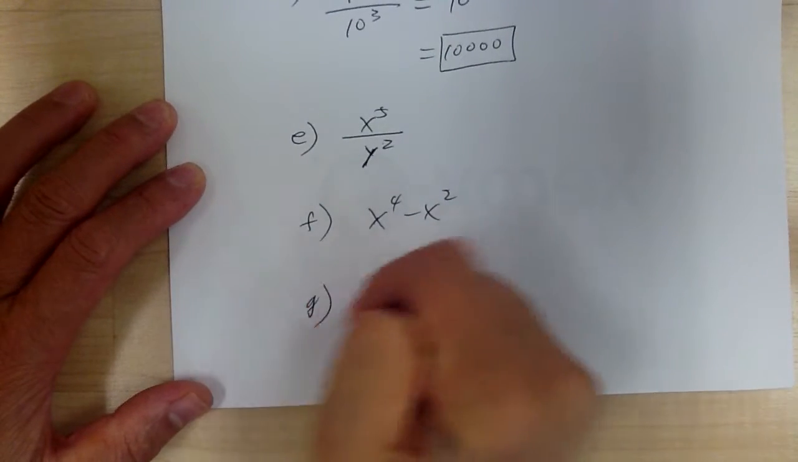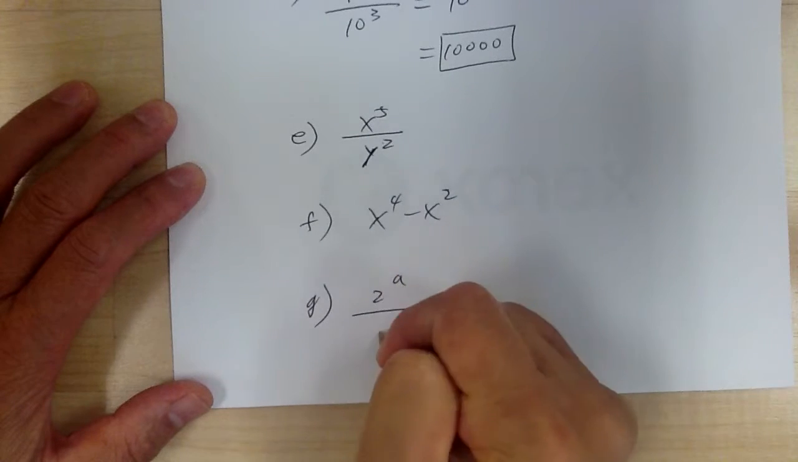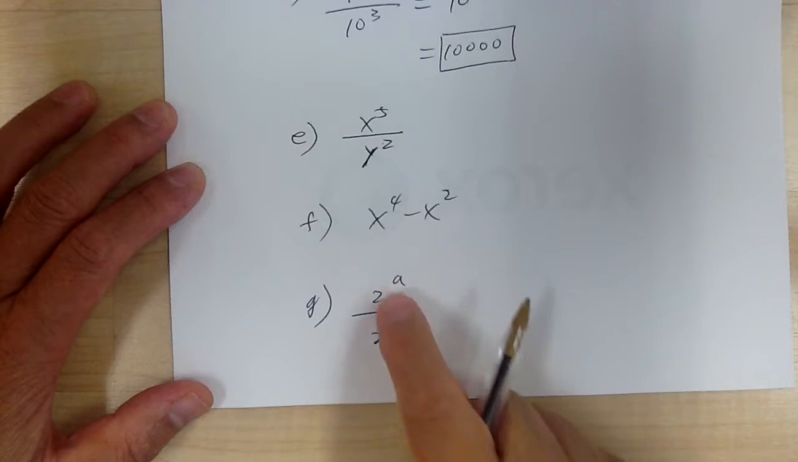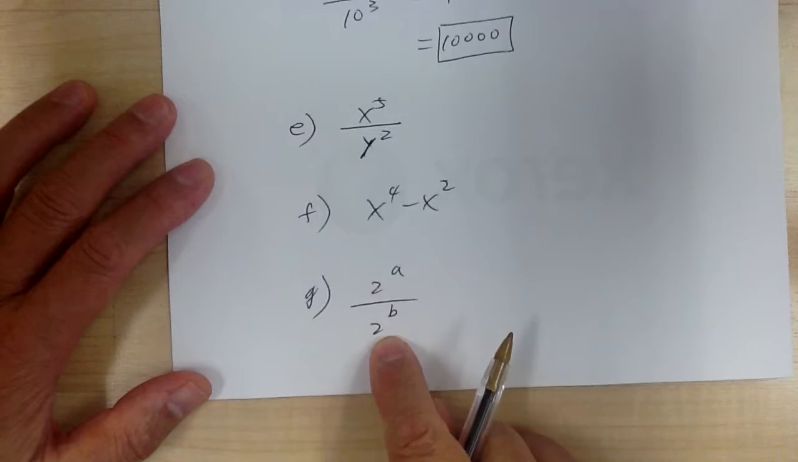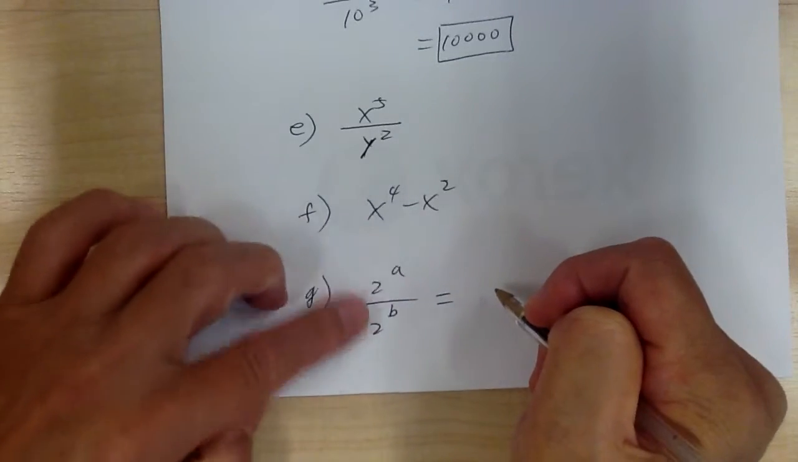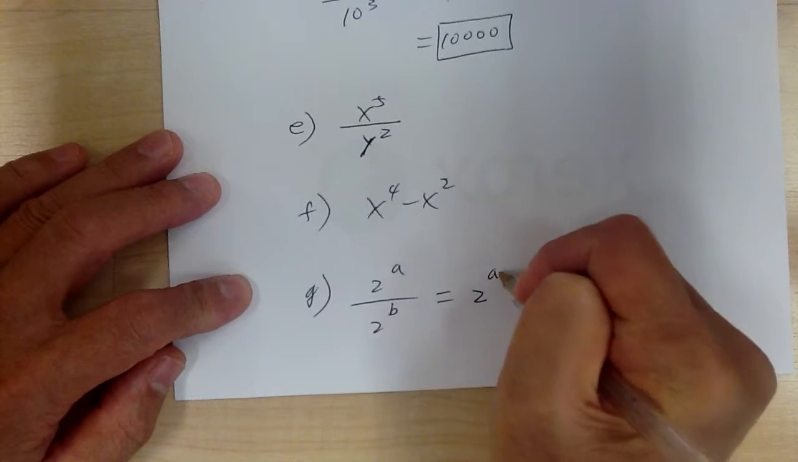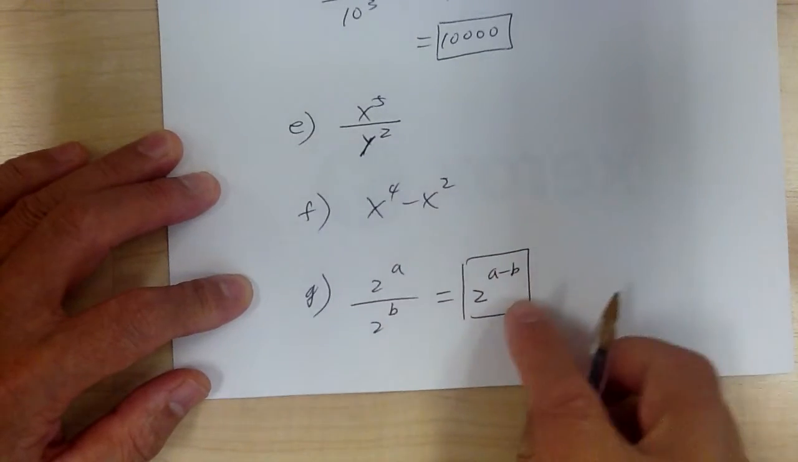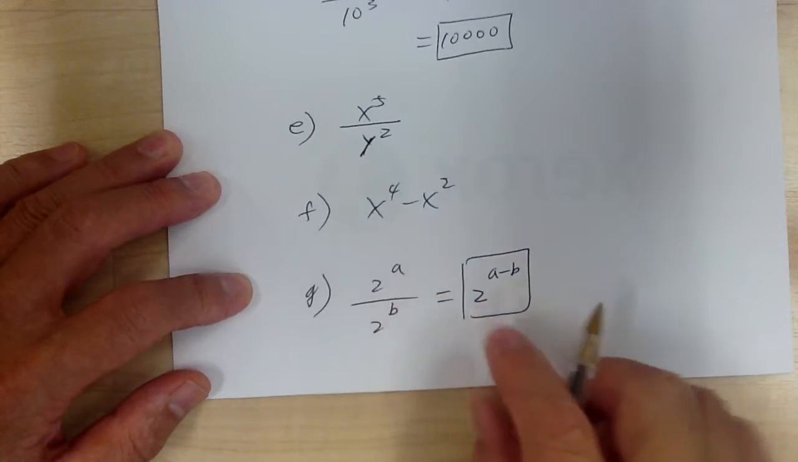When you go to G, you got 2 to the A over 2 to the B. So both have the same base, so you're okay. So again, you apply the definition. Right? Again, when you have division, you subtract. So it will be 2 to the A minus B. So this is the definition of the quotient rule.